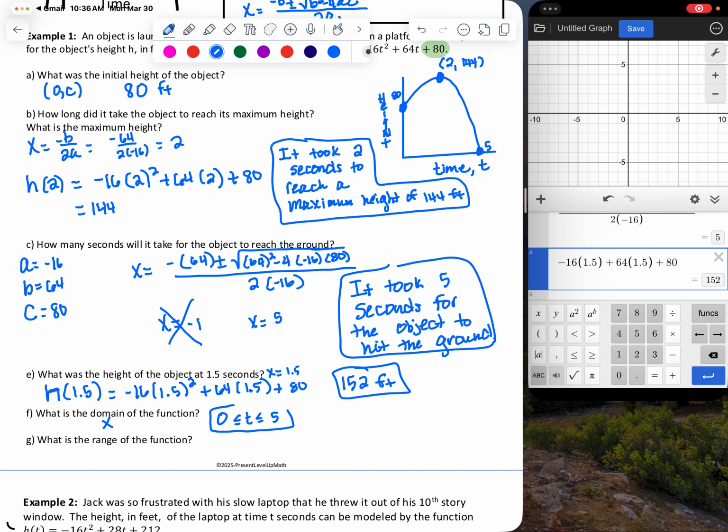Now, the range is the height of the object. So our lowest height was 0 when it hit the ground, and our tallest height was 144. So I'm going to put 0 on one side, 144 on the right side. Our variable is h of t, and then less than or equal to, less than or equal to.